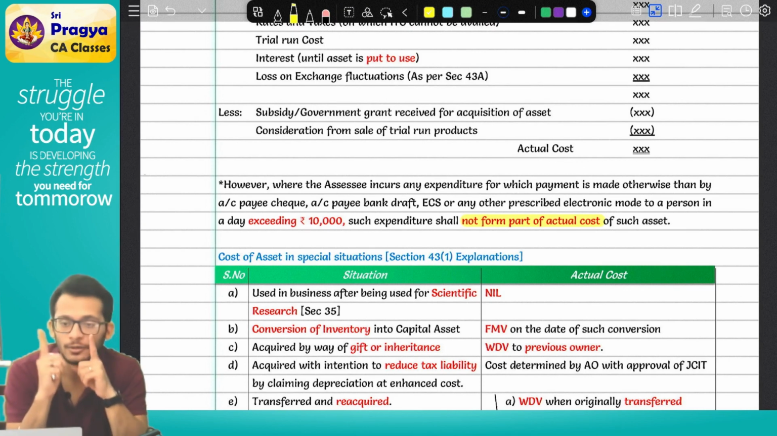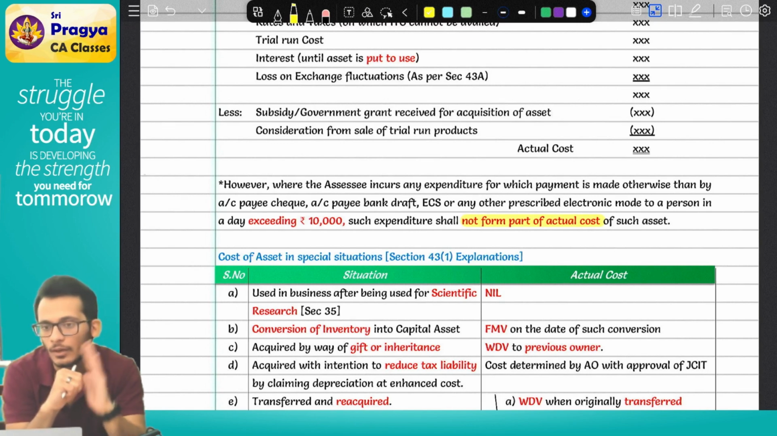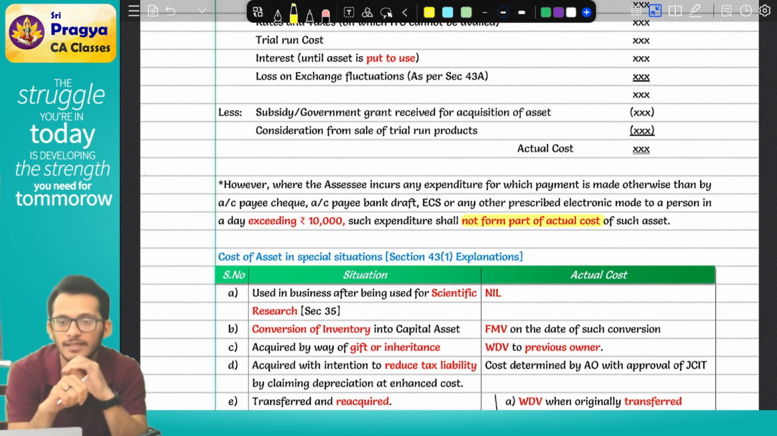What can be disallowed, Rahul? Only revenue expense can be disallowed. Capital expenditure cannot be disallowed. Is that clear? Yes. Any doubts? Can we go forward?